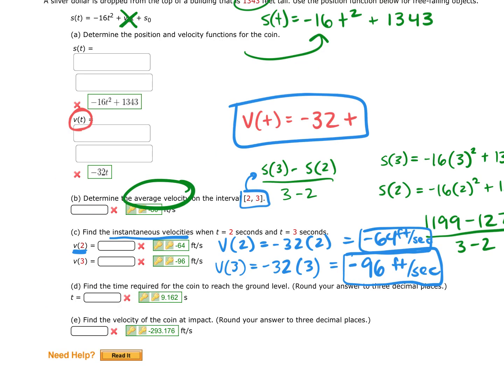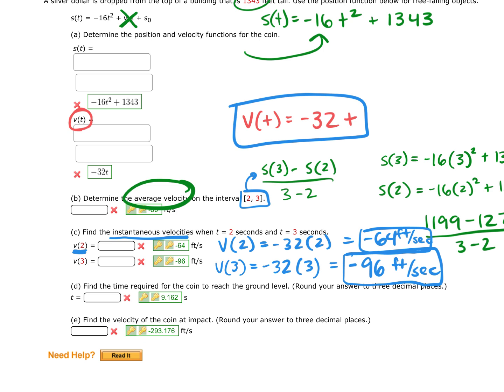So average velocity is the same as the average rate of change. It gives you an interval, and you have to use the slope formula. To find an instantaneous velocity, it's just going to give you one number, so you plug that into the derivative. Any questions here?